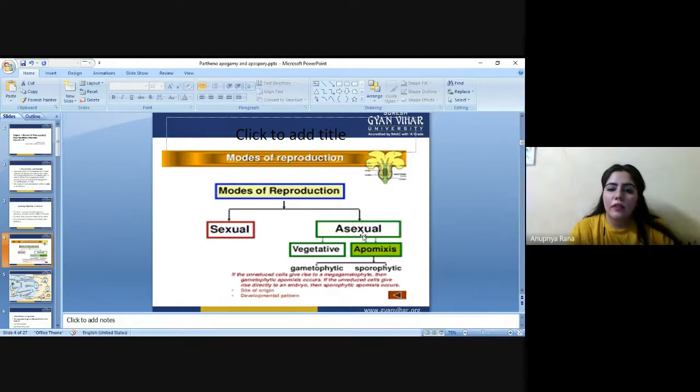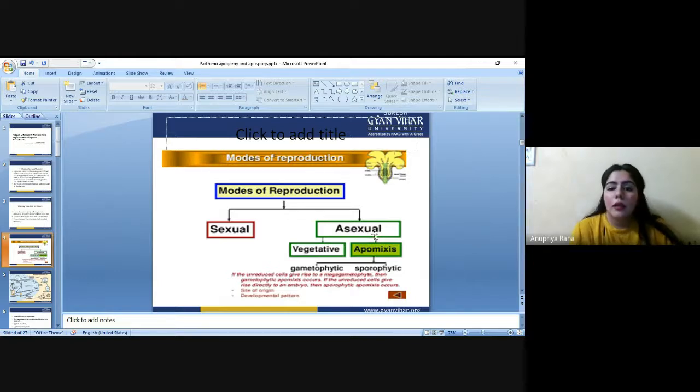But in asexual reproduction, the vegetative method, apomixis, and other methods under asexual reproduction never go through meiosis, because at this time the cell is already diploid. 2n chromosomes, the full number of chromosomes, are present at the time of asexual reproduction. That's why these cells do not face any problem, and they easily propagate and form a new plant.